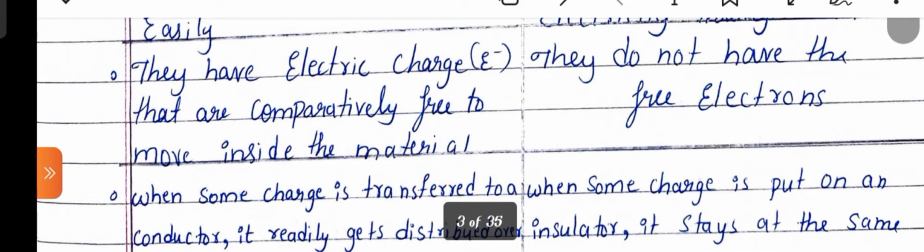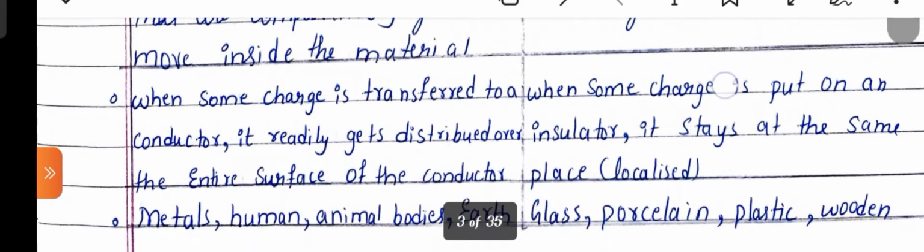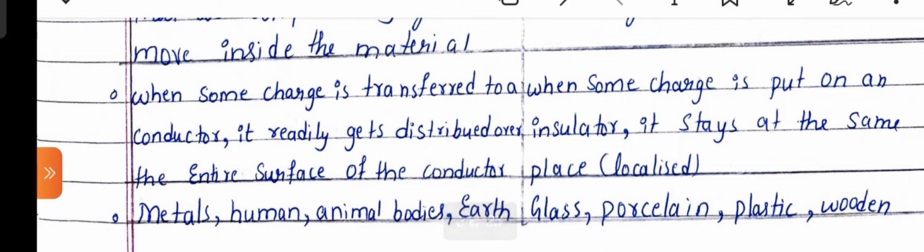Next, conductors have electric charges that are comparatively free to move inside the material, whereas insulators do not have free electrons. And the next one: in conductors, when some charge is transferred to it, it readily gets distributed over the entire surface of the conductor. But in insulators, the charges stay at the same place wherever they have been localized. The examples of conductors are metals, humans, animal bodies, and the earth. And the insulators are glass, porcelain, plastic, and wood.